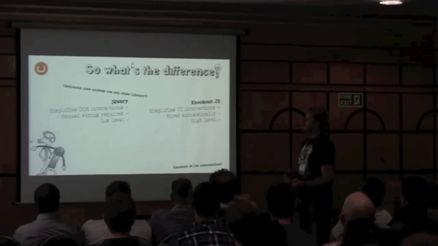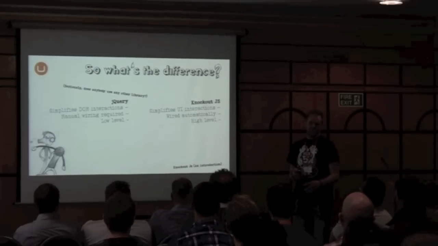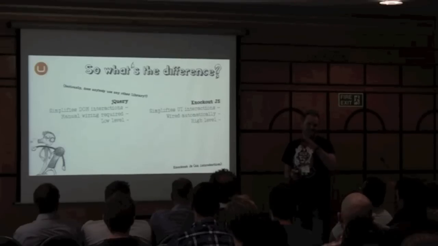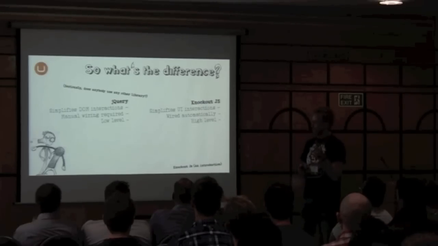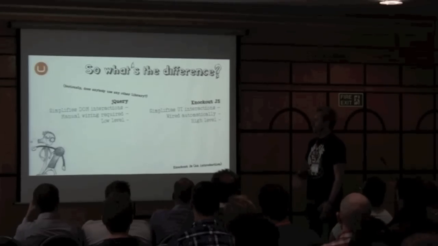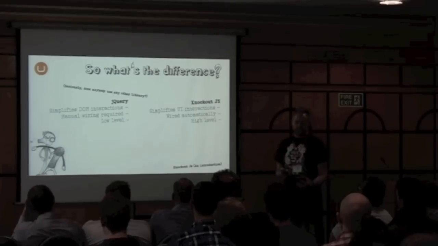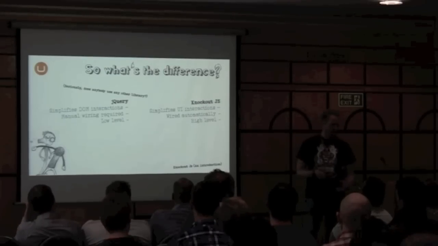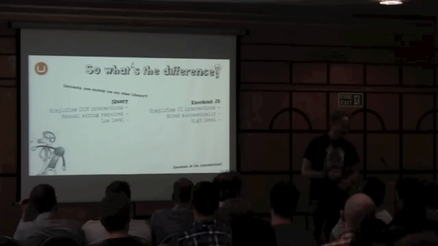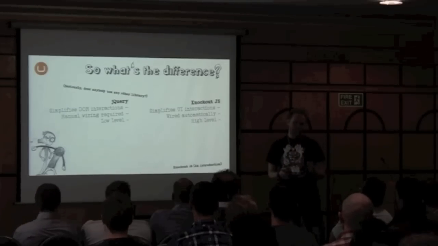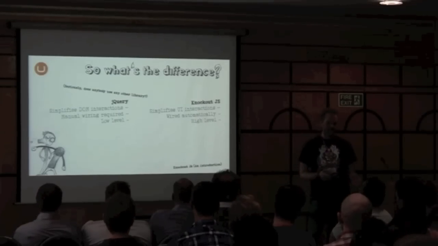KnockoutJS, on the other hand, simplifies UI interactions. It's a very broad term, but that's the thing it's trying to solve. It's the interaction with the user interface and making it much more responsive. A lot of it is wired automatically, so you might question what that is, but we'll get into what all the wiring is in a moment. Essentially it's much higher level than jQuery is.